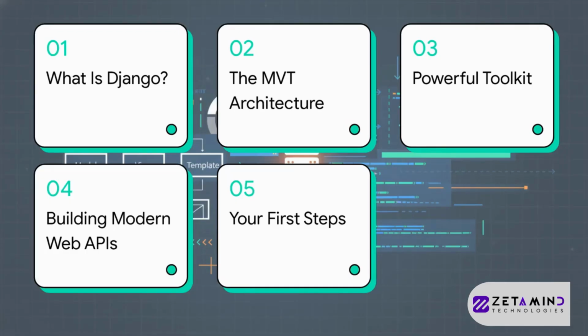So here's our game plan for this explainer. First, we'll cover what Django is all about. Then we'll get into its core structure, the MVT architecture. After that, we'll explore its powerful toolkit, see how it's used for modern web APIs, and finally, we'll cover the first steps to get you started. Sound good? Let's do it.